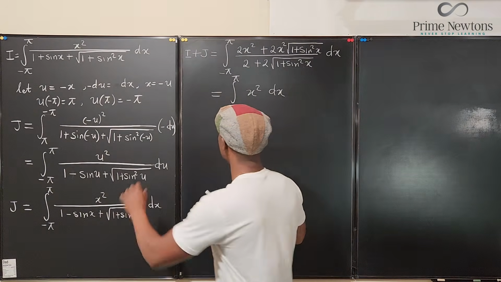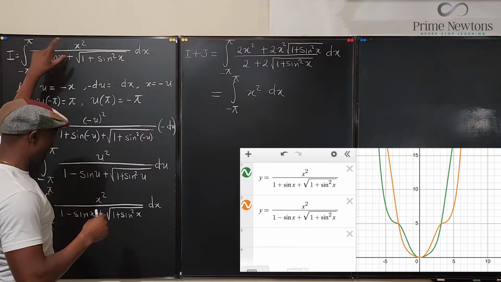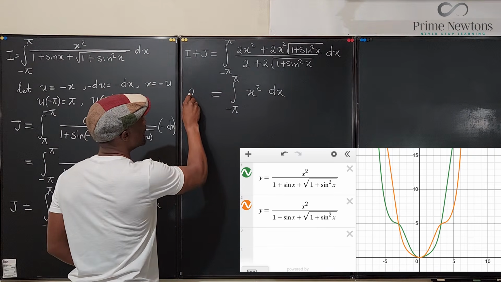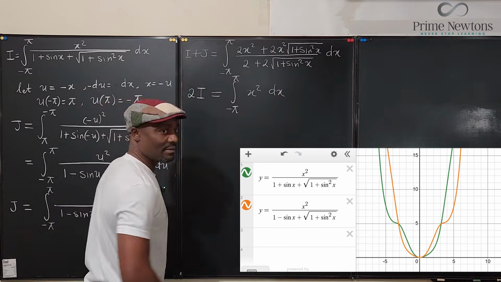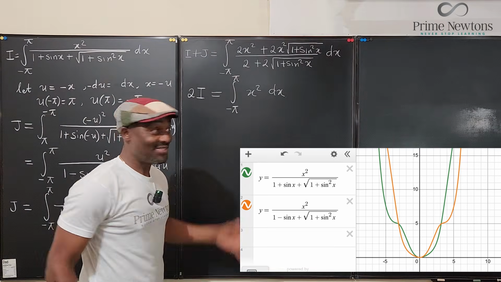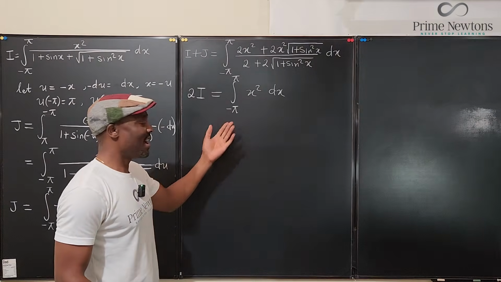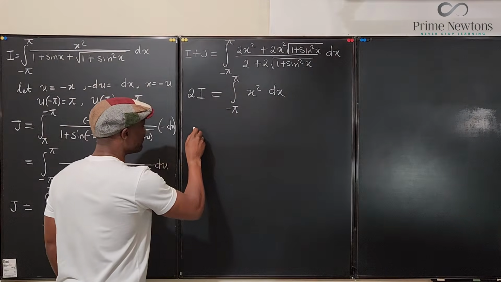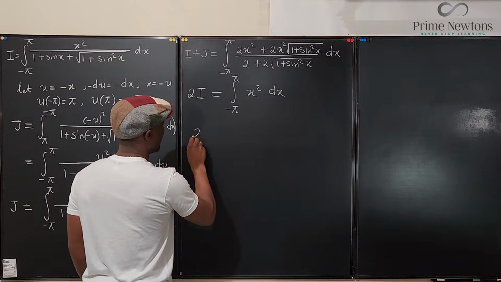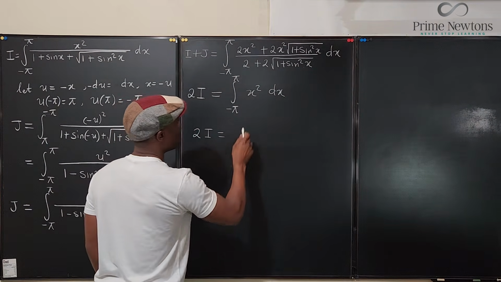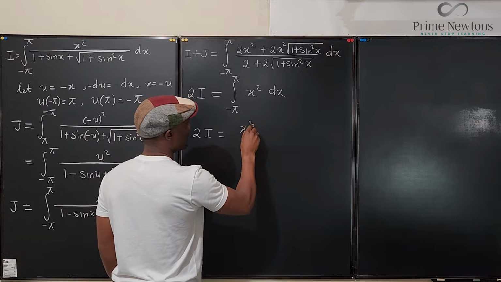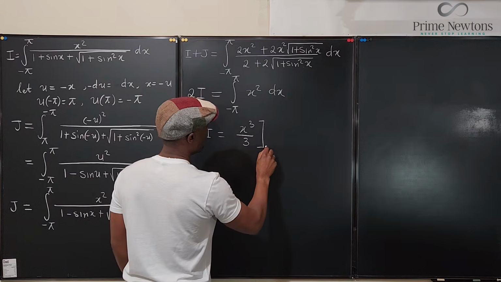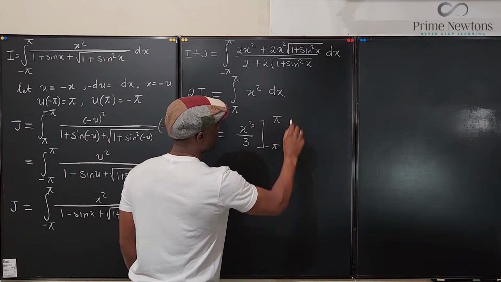Okay, so here, the value of this integral and the value of this integral is exactly the same. So I plus J is the same thing as 2I. It's I plus I. That's the key to solving this. And now we've got an integral that we can easily evaluate. So now we know that 2I is going to be equal to, if we integrate this, x cubed over 3 evaluated from negative pi to pi.